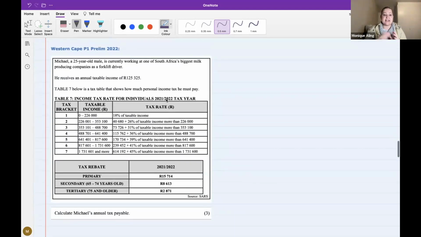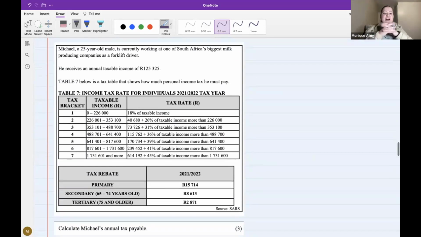So this is from a prelim paper last year, the Western Cape paper 1 prelim. Okay, so it says, Michael, a 25-year-old male, is currently working at one of South Africa's biggest milk producing companies as a forklift driver. A lot of information there. The only important thing we need to know is that he's 25 years old. He receives an annual taxable income. So that's great. It's already the yearly income and it's the taxable one. So we don't need to work it out.